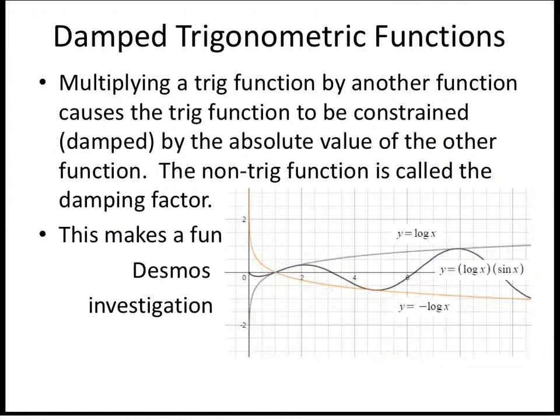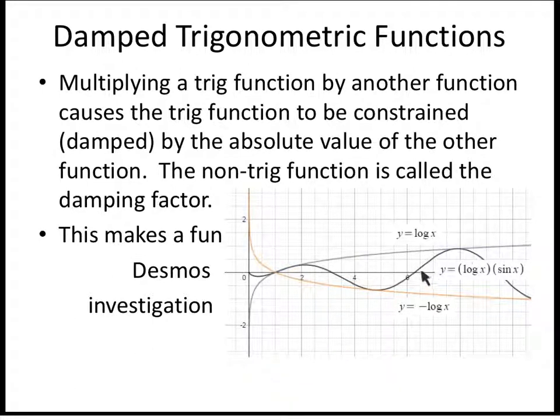Finally, we want to talk about damped trigonometric functions. Whenever we multiply a trig function by another function, that causes our trig function to be constrained by that other function, and it's by the absolute value of that other function. And so this non-trig function is called our damping factor. Now, this makes a really fun Desmos investigation, and we'll do a lot more with this in class, but let's talk first about what that looks like.